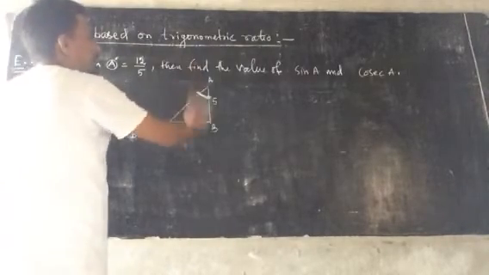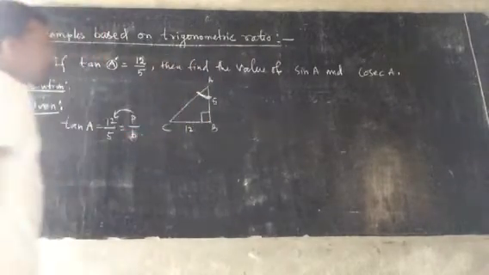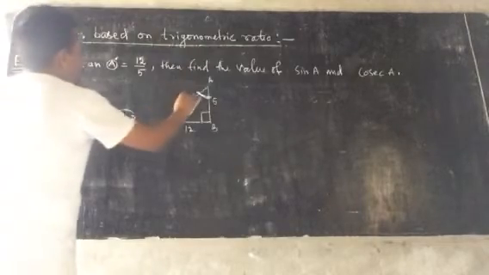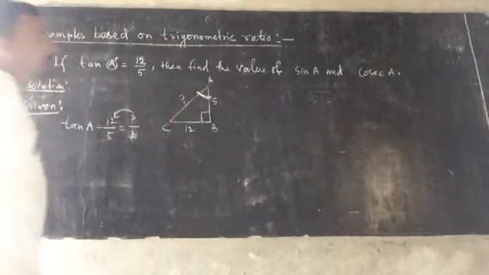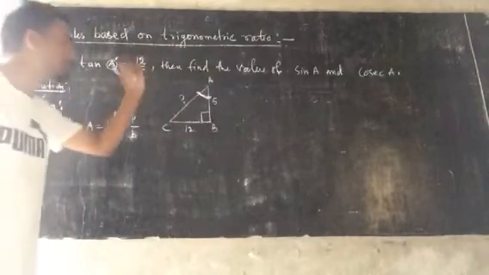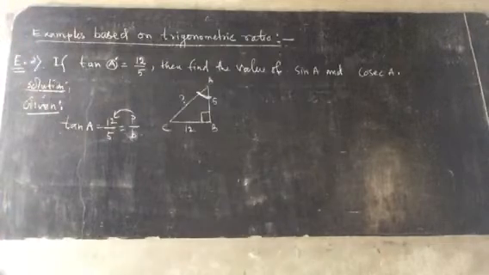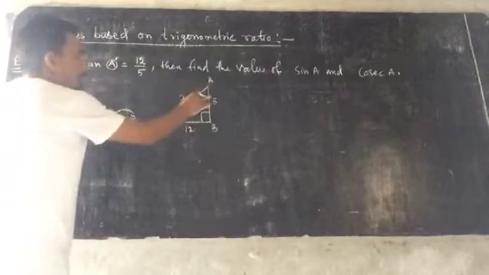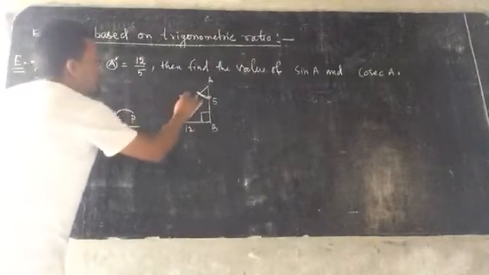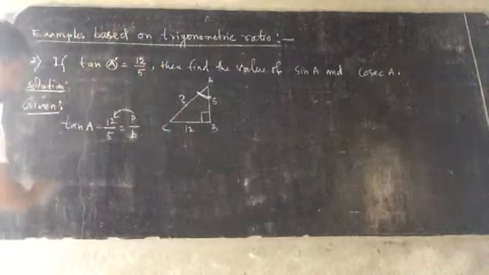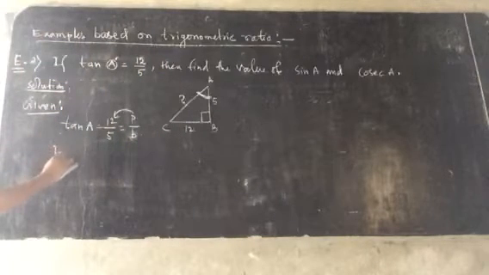Now you see in this figure, ABC is a right angle triangle in which angle A is an acute angle and angle B is the right angle. Here also we don't have the third side. The length of the third side is unknown to us. So what to do? First we need to find the third side. Very simple.